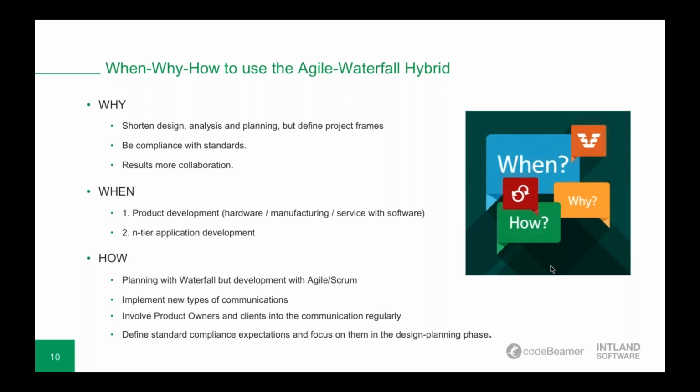Okay, and then how? Nothing is completely predefined here, but these are some tips that you can use. What we recommend: the planning, design, and requirements definition can be done with waterfall, but development and test in short sprints with agile Scrum. Implement new types of communication channels and a proper collaborative solution to support information exchange and traceability. That's pretty important. And then involve product owners and clients in the communication regularly. That results in more collaboration with the client primarily. And define standard compliance expectations and focus on them in the design planning phase.